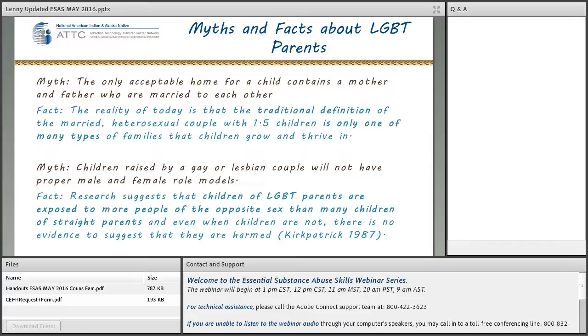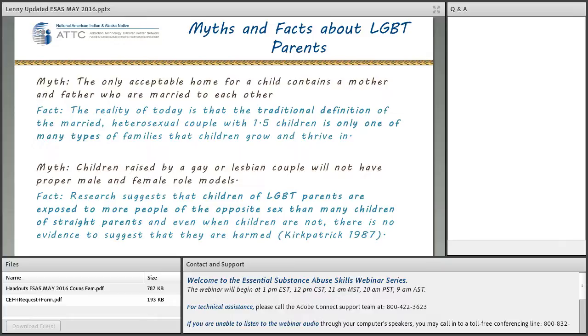Here's another myth: the only acceptable home for a child contains a mother and father who are married to each other. Fact: the reality of today is that the traditional definition of the married heterosexual couple with one to five children is only one of many types of families that children grow and thrive in.